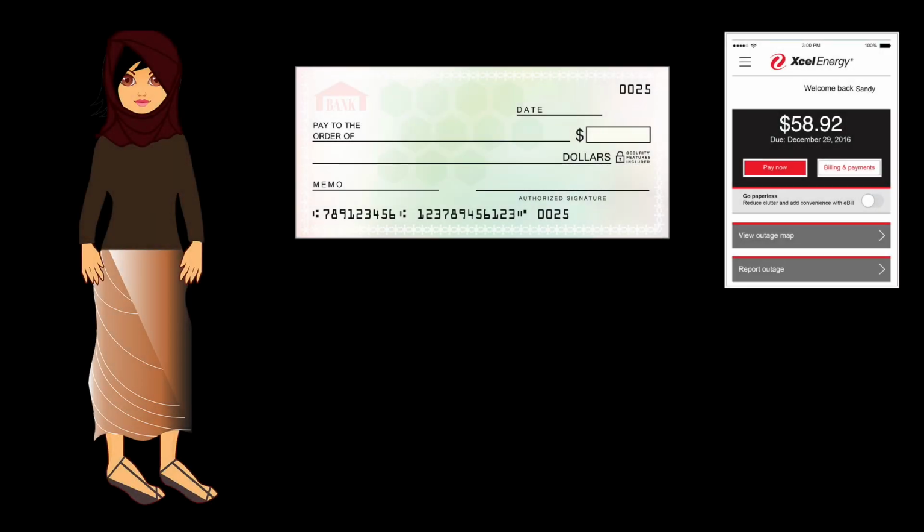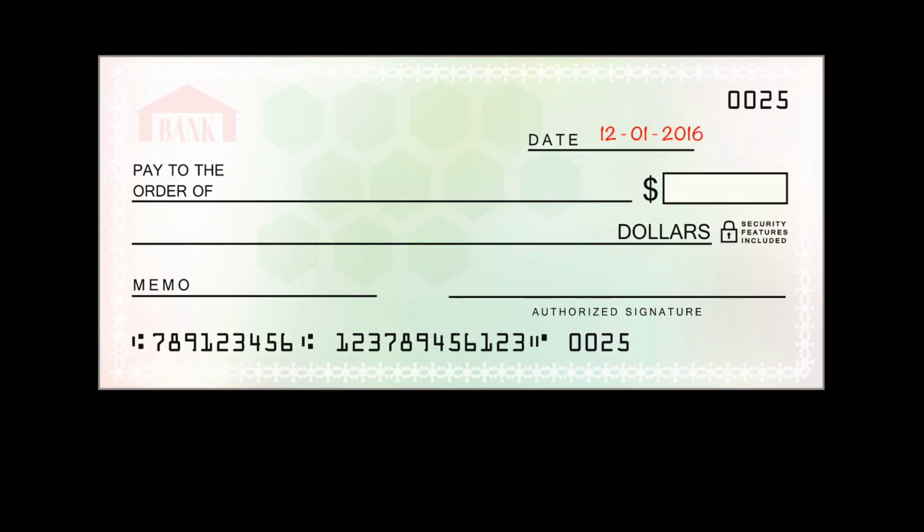Okay, let's look at an example of filling out a check and writing transactions in our bank register. Sandy is going to pay her Excel bill by using a check. Her bill is for $58.92. She begins by writing the date on her check.